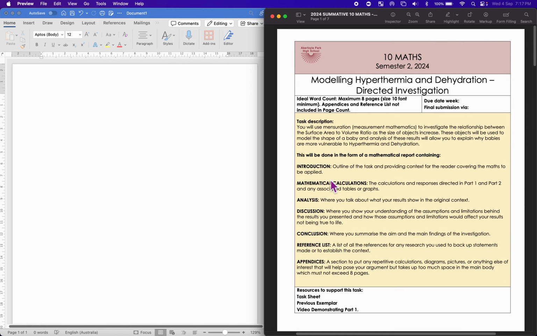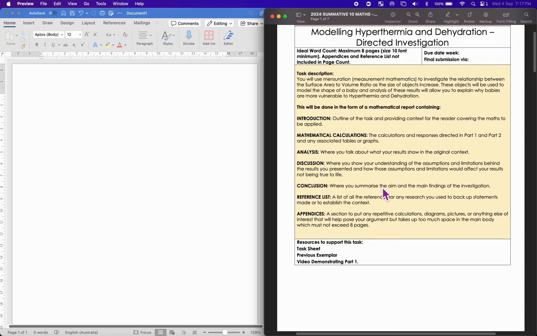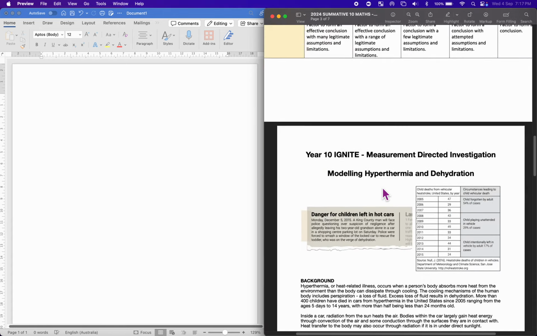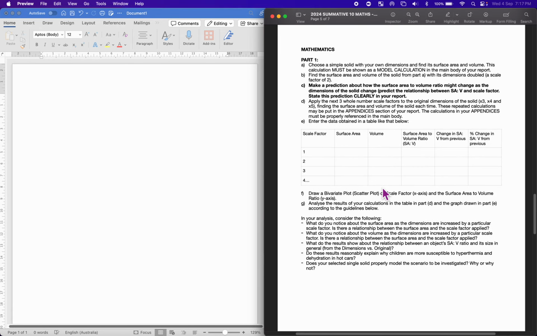You can write your own introduction. You can see the example that you'll be provided for an idea of what to write without copying it. But what's most important is the mathematical calculations of part 1, because I want to see that to help your report out. So we'll go to part 1 here.